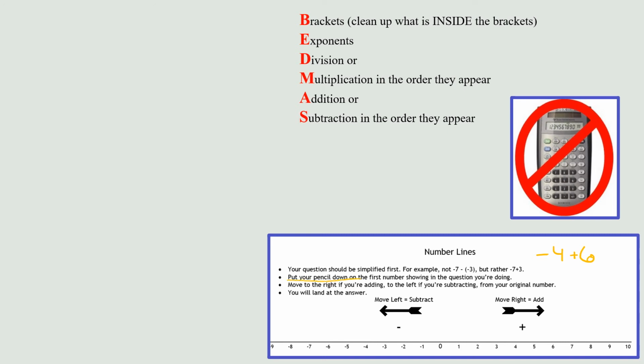Put your pencil down on the first number showing in the question, so -4. So I'm going to put my pencil right here on the -4. Then move to the right if you're adding, to the left if you're subtracting. Since I am adding, I'm going to move to the right, and I'll land at my answer. So I'm going to move 6 spots. 1, 2, 3, 4, 5, 6. There's my answer. The answer is 2.